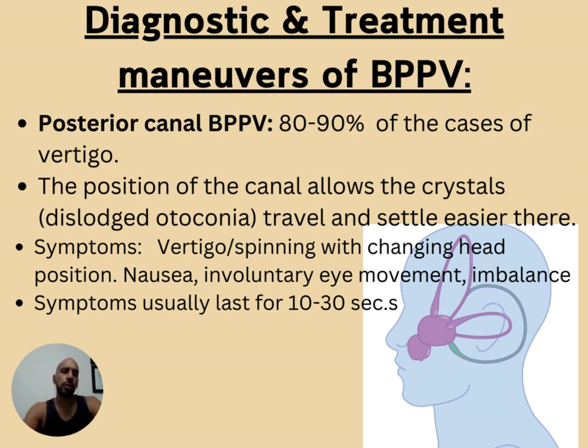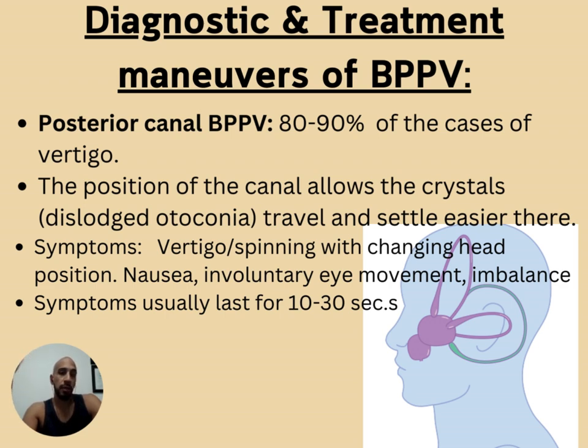Diagnostic and treatment maneuvers of BPPV. And we're going to only discuss posterior canal today. Why? Because 80 to 90% of the cases of vertigo happen in the posterior canal. It's posterior canal BPPV. The position of the canal allows the dislodged crystals, otoconia, to travel and settle more easily there. Because of the position of the posterior canal, as you can see in the picture, that's where the crystals tend to settle, and that's where 90% of the cases of vertigo happen.